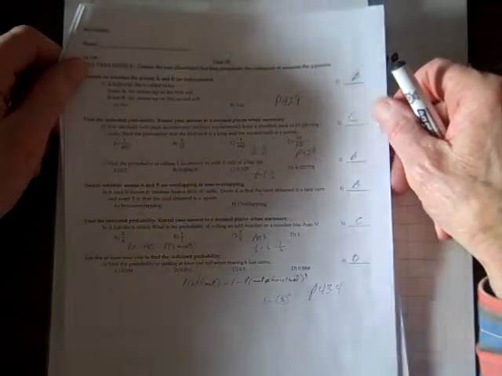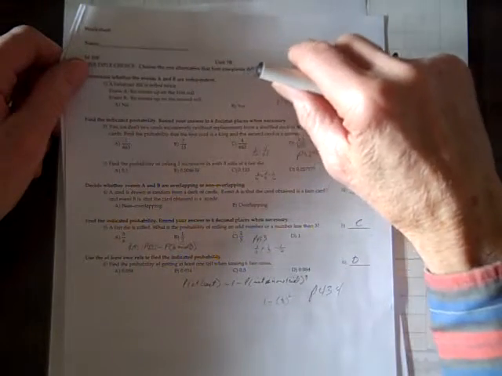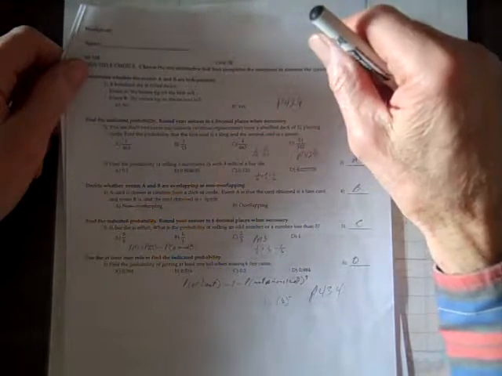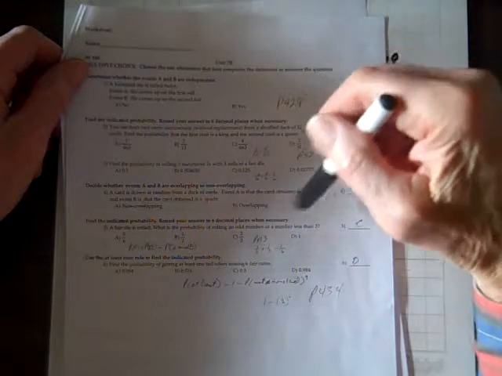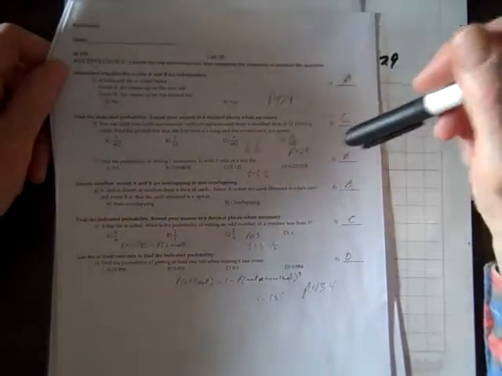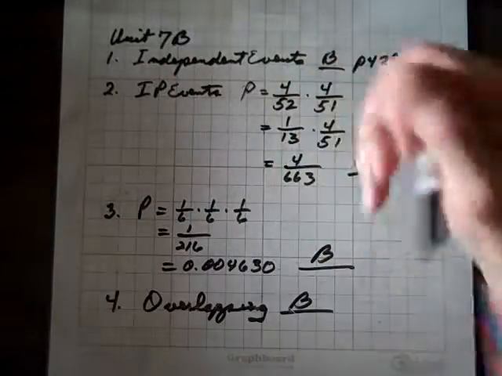Now 4, a card is drawn at random from a deck of cards. Event A is that the card obtained is a face card, and event B is that the card obtained is a spade. Well, a spade can be a face card, or a face card can be a spade. So those are overlapping events, and that's B. So we have our B there.